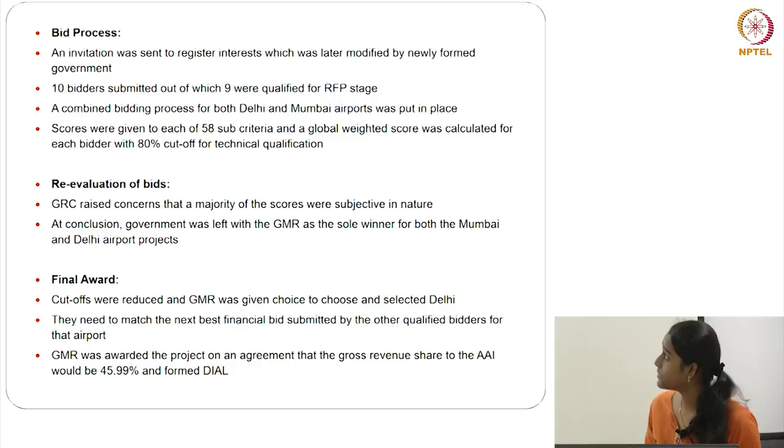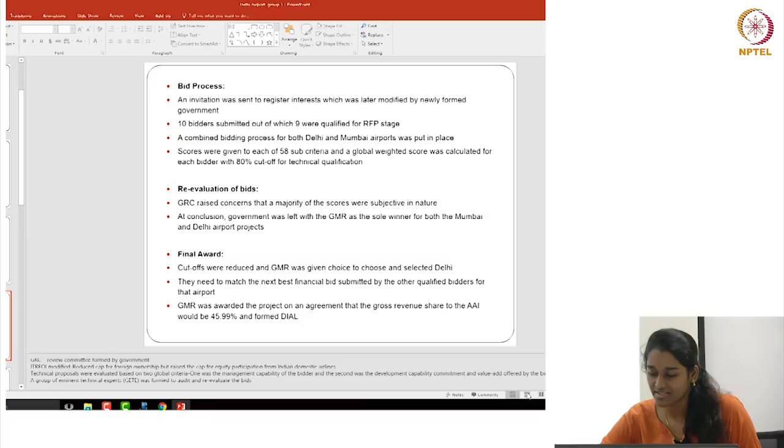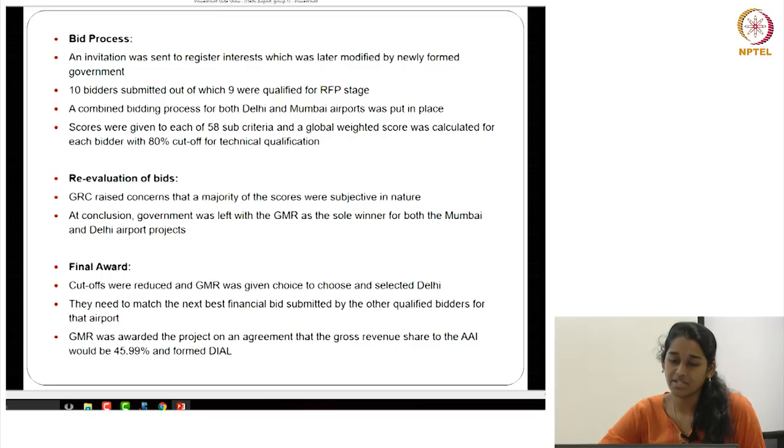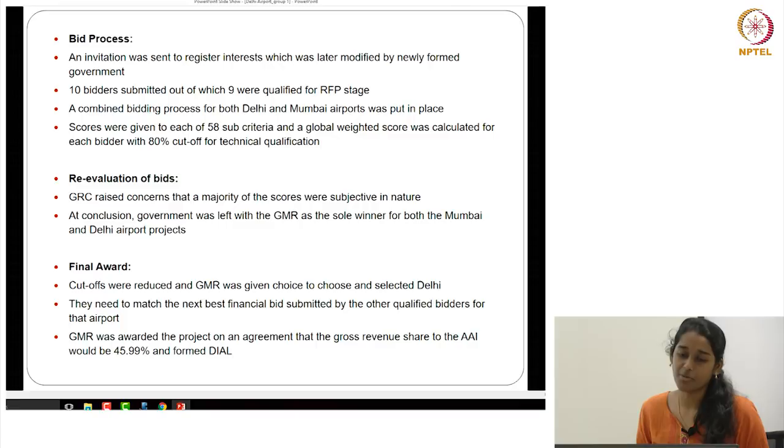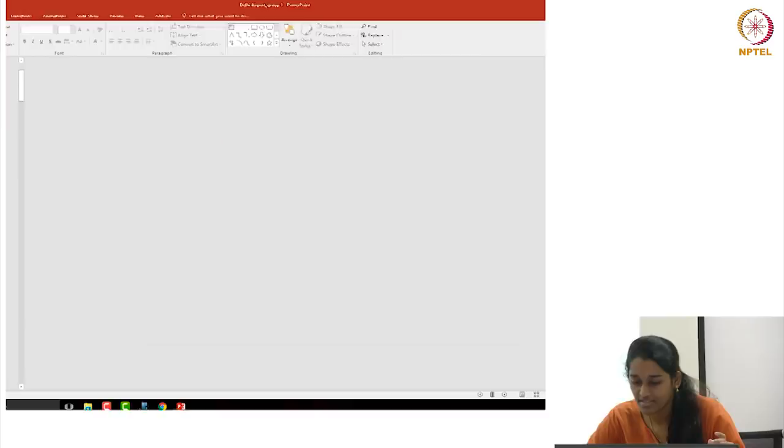Initially, an invitation was sent to register interest, but during that time it was slightly extended due to elections, and the newly formed government made some changes. The newly formed government reduced the cap for foreign investment, but raised the cap for equity participation from Indian domestic clients itself. So out of all this, 10 bidders showed interest, of which 9 were qualified for the next stage.